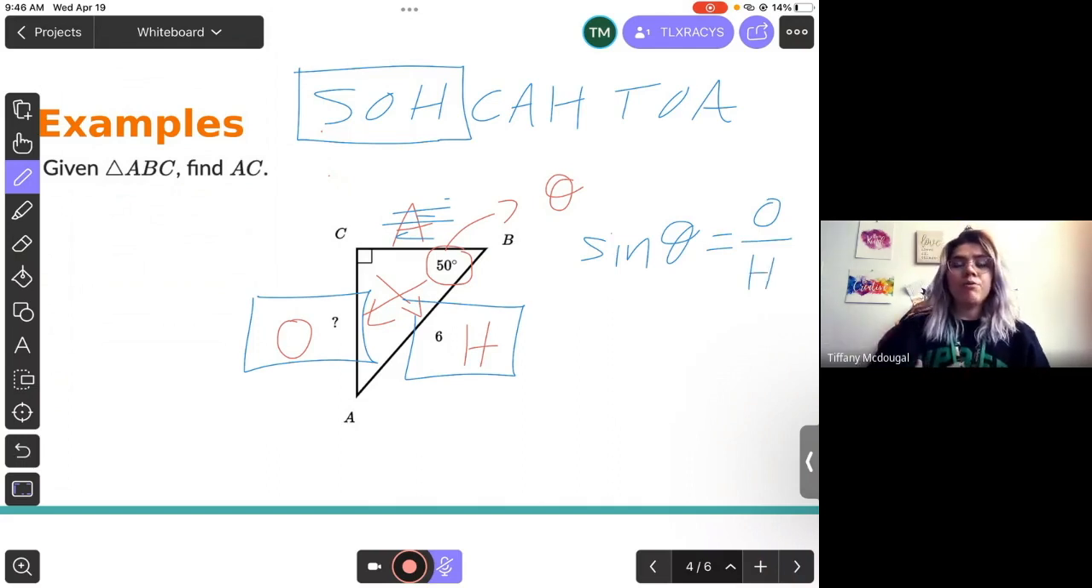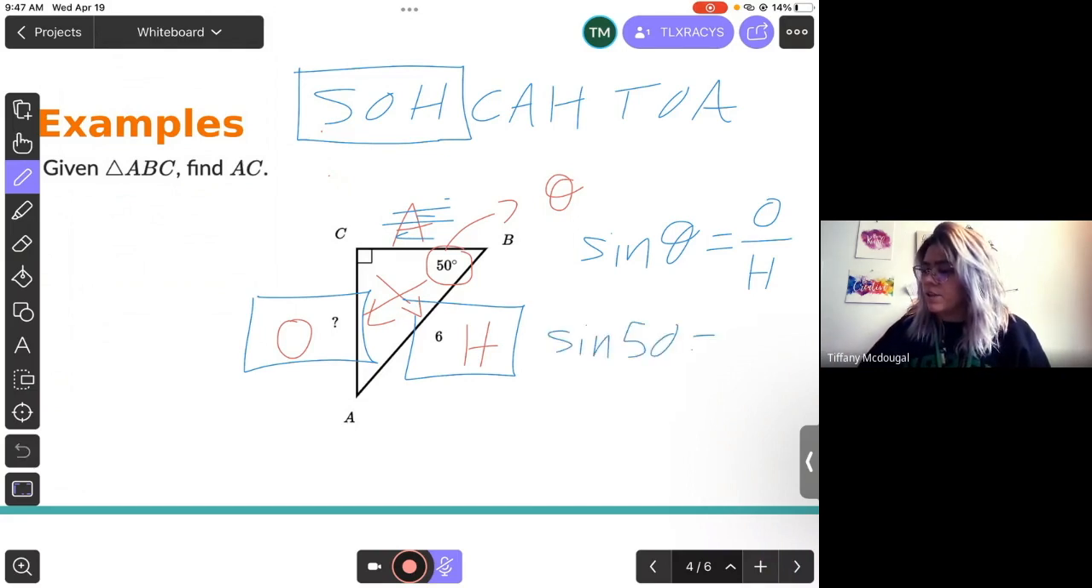And now that I know what formula I'm using, I'm just going to plug in. I've got sine, and then my theta is 50, is equal to O, in this case unknown, so I'm just going to put X, over H, which is 6. So I'm going to put 6. Boom. And now we just have a one-step algebra problem that we need to figure out. Sine 50, you can put that into your calculator and get it as a number, but I'm going to just leave it for now because usually those end up as decimals.